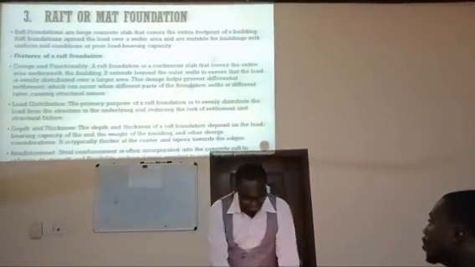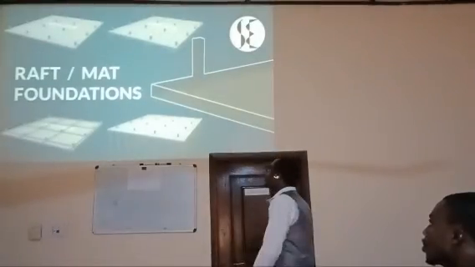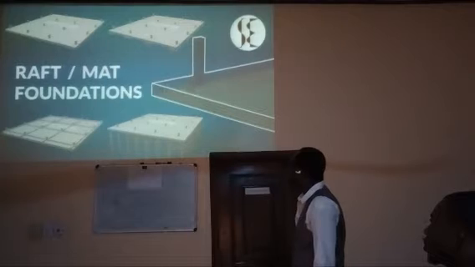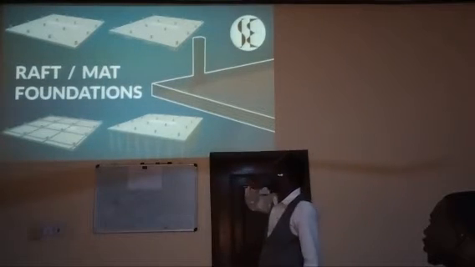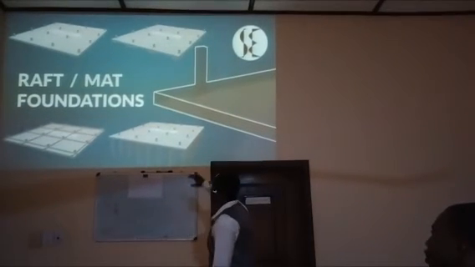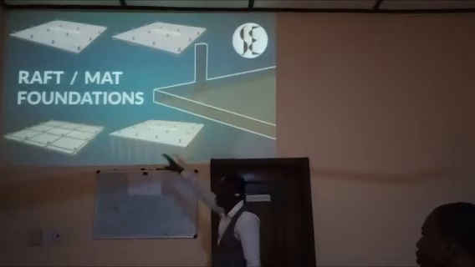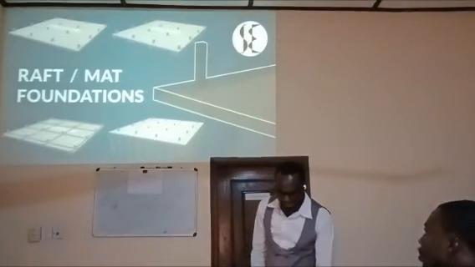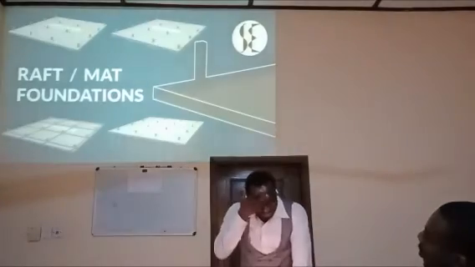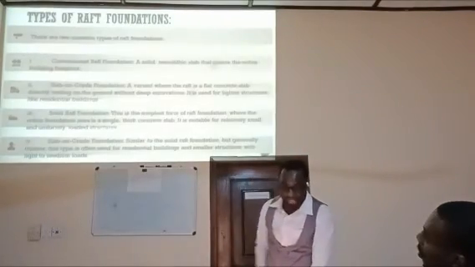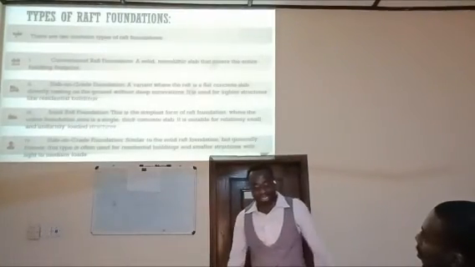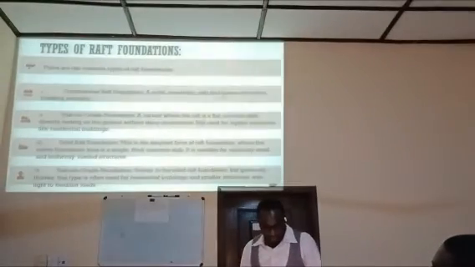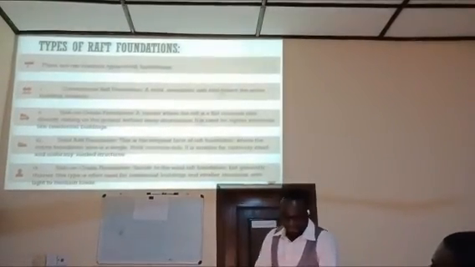Then the second one is slab on grade foundation. This is a variant where the raft is a flat slab directly resting on the ground without deep excavation. See what you mean? If the ground is stable a little, you don't need to excavate deep again. You just try to put this thing on the underlying soil. You just remove topsoil, then put it there like that. So that means the ground has a little bit of capacity to carry.